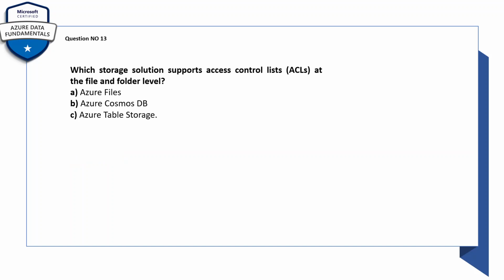Question number 13. Which storage solution supports access control lists, ACLs, at the file and folder level? A. Azure Files. B. Azure Cosmos DB. C. Azure Table Storage. So the answer is A, Azure Files.